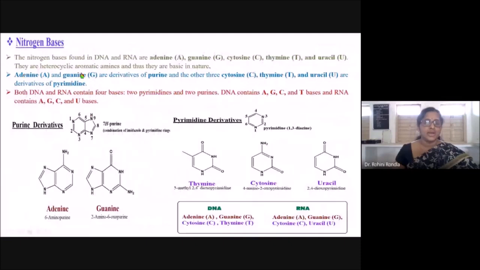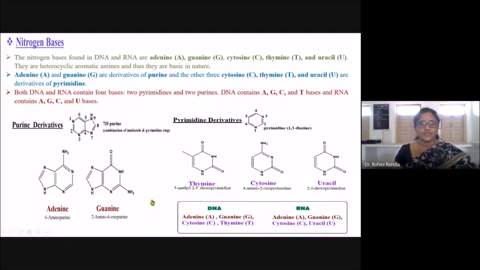Understood? Adenine and guanine are derivatives of purine, and the remaining cytosine, thymine and uracil are derivatives of pyrimidine. See this, you know this pyrimidine structure, right? So these nitrogen bases, thymine, cytosine and uracil, have the pyrimidine moiety. See, N and alternate nitrogens, alternate nitrogens. So these three nitrogen bases have the pyrimidine moiety. So these are pyrimidine derivatives. Adenine and guanine have the purine moiety. So these two are purine derivatives.